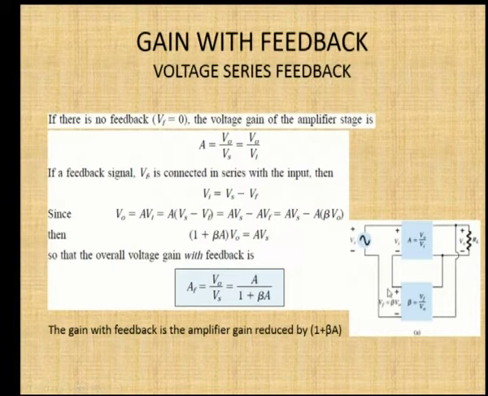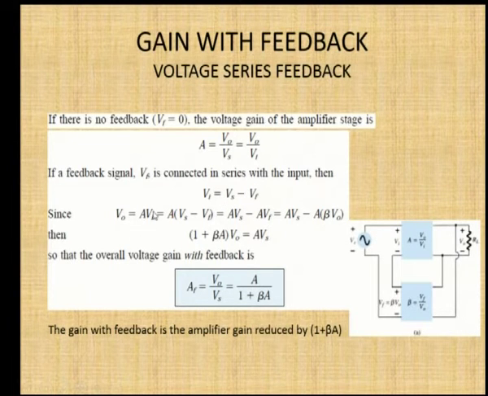If there is no feedback, that is Vf is equal to 0, the voltage gain of the amplifier is V naught by Vs. If Vf is 0, what is the voltage to the amplifier? It is again Vs, right? Vi is equal to Vs. So, V naught by Vi, instead of Vs, you are putting Vi. And if the feedback signal Vf is connected in series with the input, then if there is no feedback, Vi is equal to Vs. If there is feedback, then this Vi is the effective voltage of the input voltage and the feedback voltage, and it is Vs minus Vf. You have to substitute here.